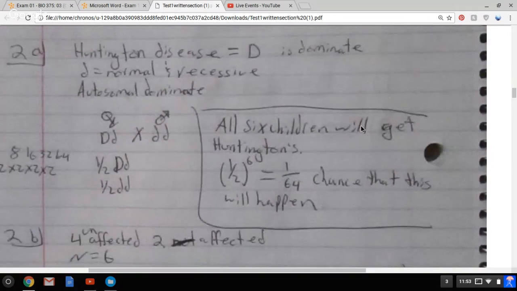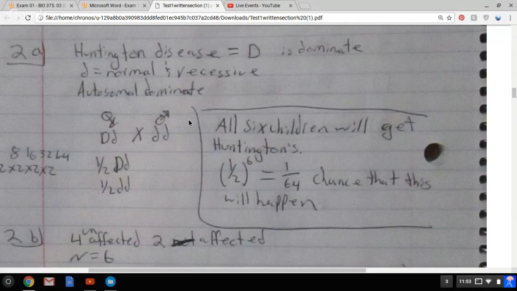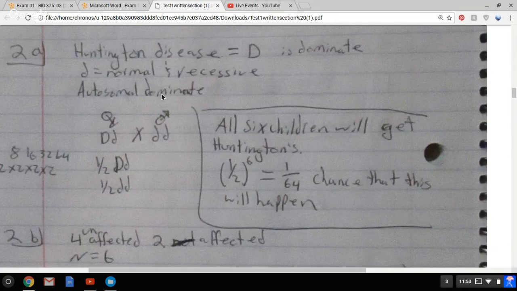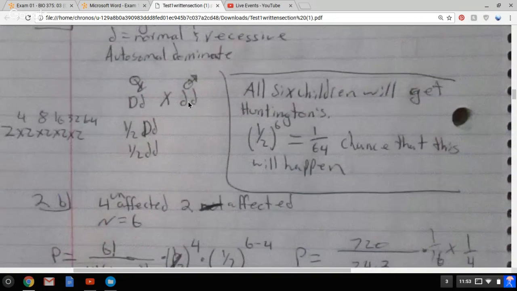In question 2, it says that a woman is heterozygous for Huntington's, and it's a dominant autosomal lethal allele. And so when she crosses with a male who doesn't have Huntington's, then the probability is that half of their offspring will have Huntington's and half of them won't.